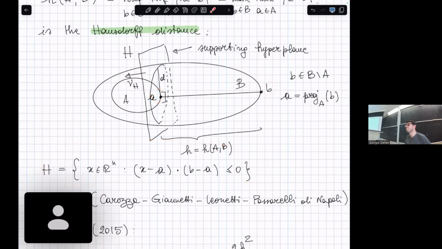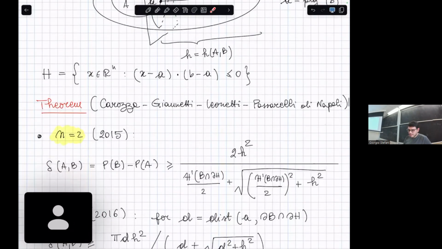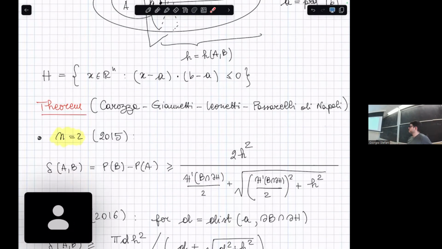You are always assuming A contains B? Because otherwise you have to symmetrize. Sure. A will always be in B. I mean, yeah, notation. But A will always be in B. Okay.